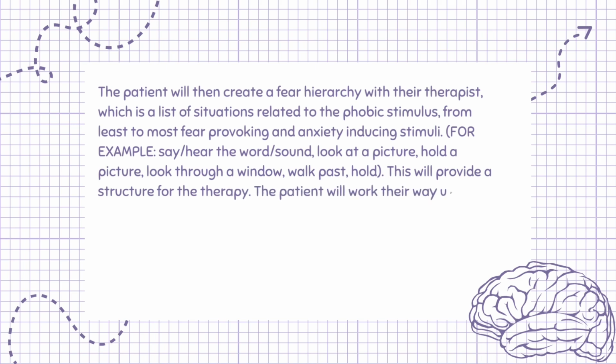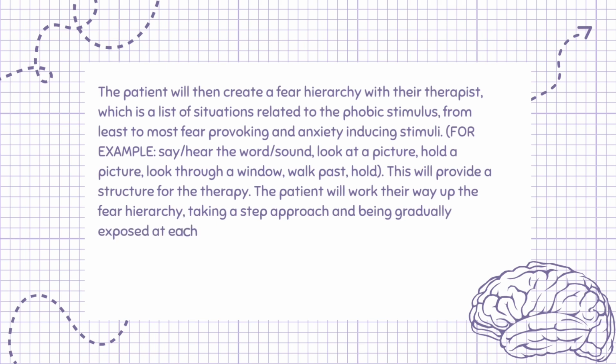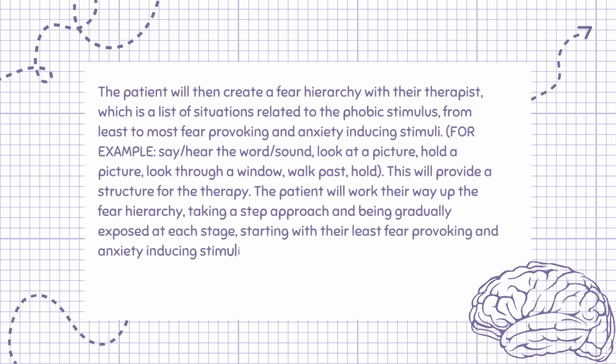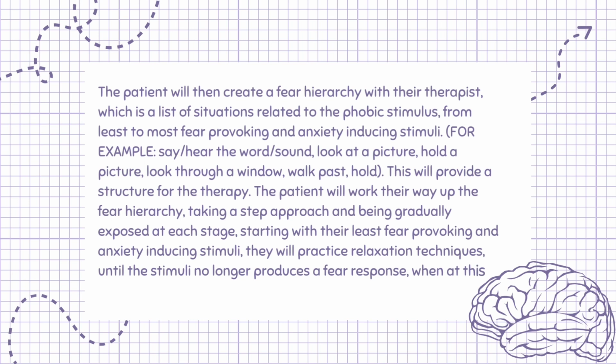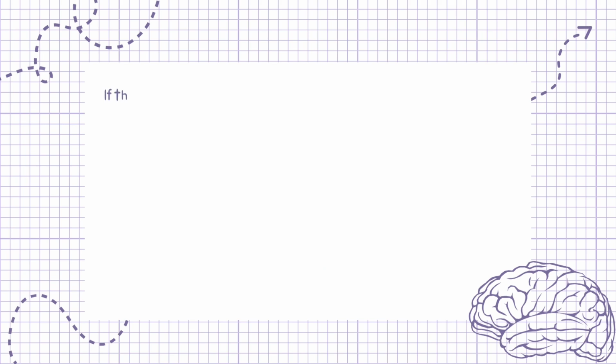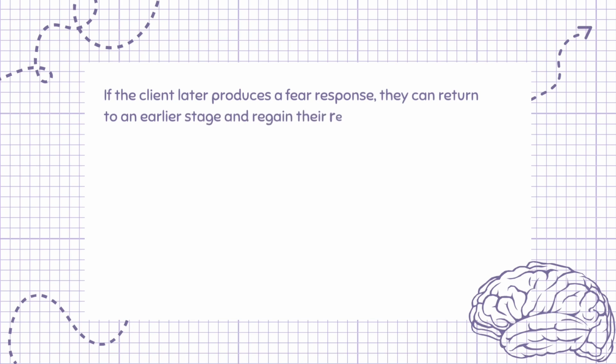The patient will work their way up the fear hierarchy, taking a step-by-step approach and being gradually exposed at each stage, starting with the least fear-provoking and anxiety-inducing stimuli. They will practice relaxation techniques until the stimulus no longer produces a fear response, at which point they will move on to the next stage in the hierarchy. If the client later produces a fear response, they can return to an earlier stage and regain their relaxed state.